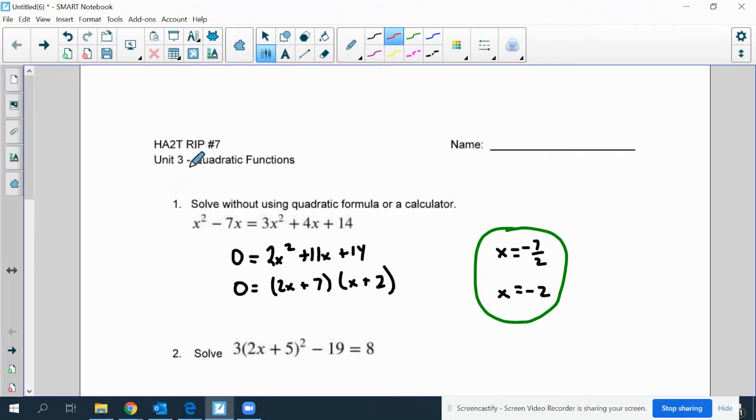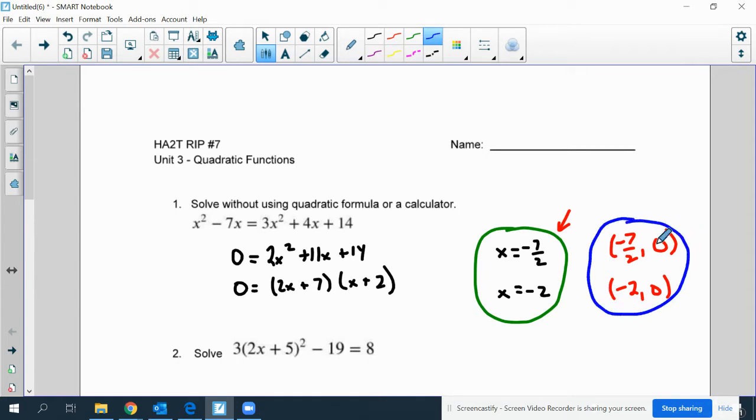This video goes over common mistakes on RIP number 7. The most common way that people did problem 1 was by factoring, and they got -7/2 and -2. That's correct. But another common thing that people did that's incorrect is writing the answers as an ordered pair.